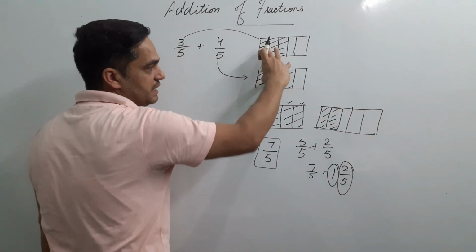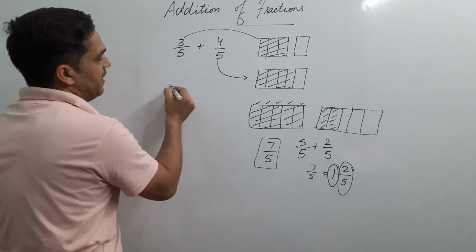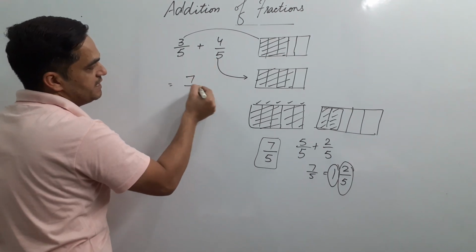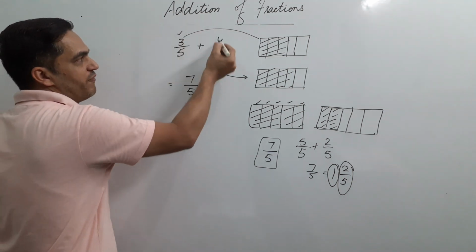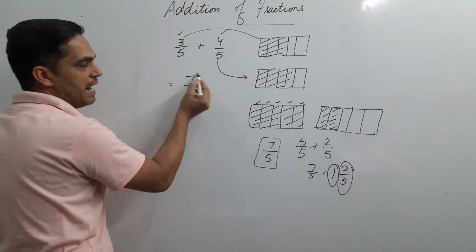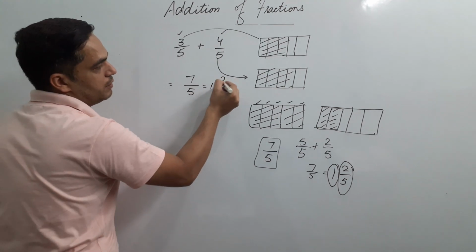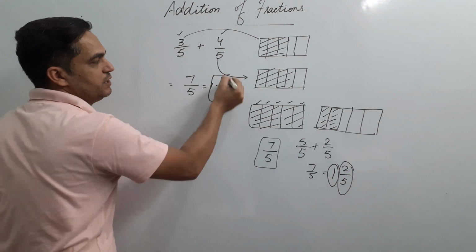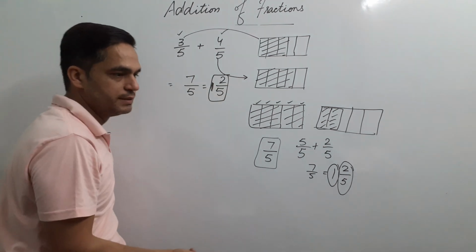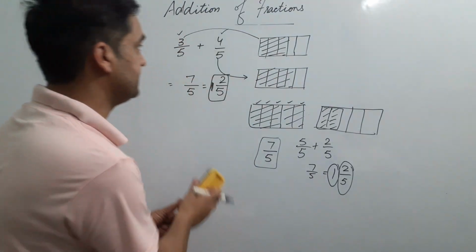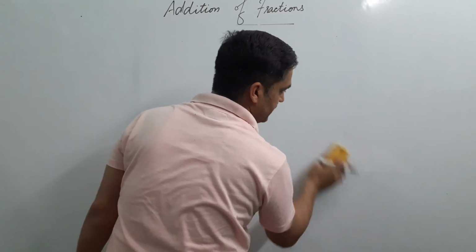So when we will add these two, this will become this part. Okay, so when the denominator are same, it is very easy to add. 3 by 5, 4 by 5. This was a proper fraction, and when added it converted into improper fraction, and we can convert this into mixed fraction. 1 chocolate and 2 by 5 part of the other chocolate.